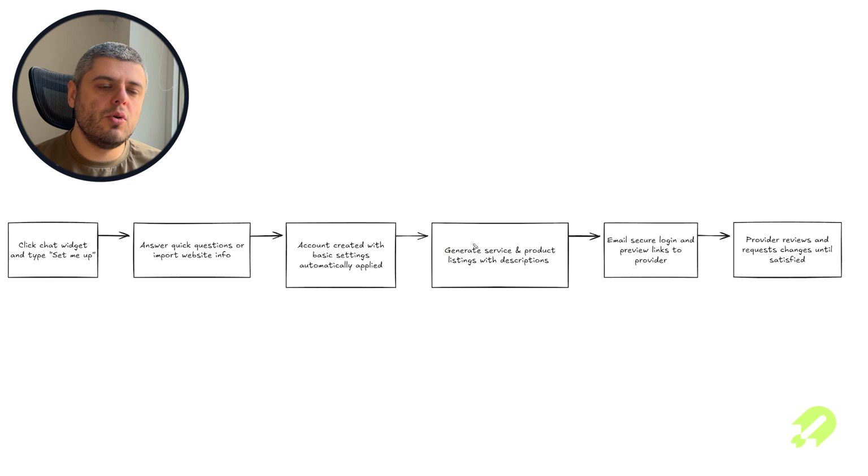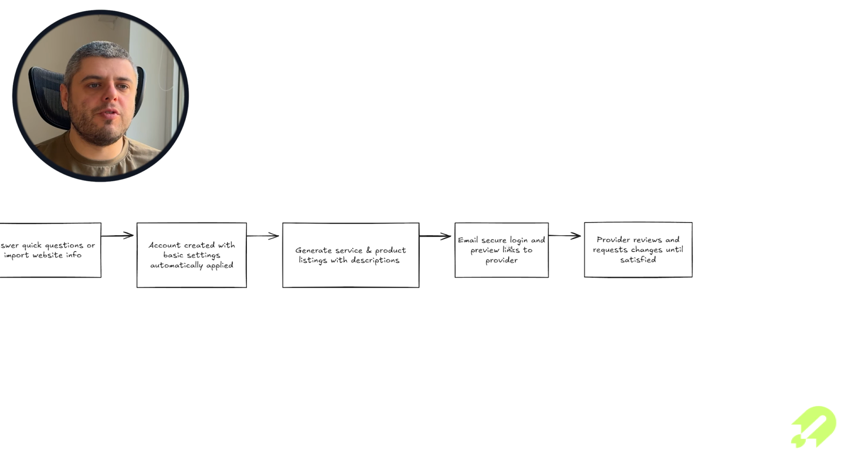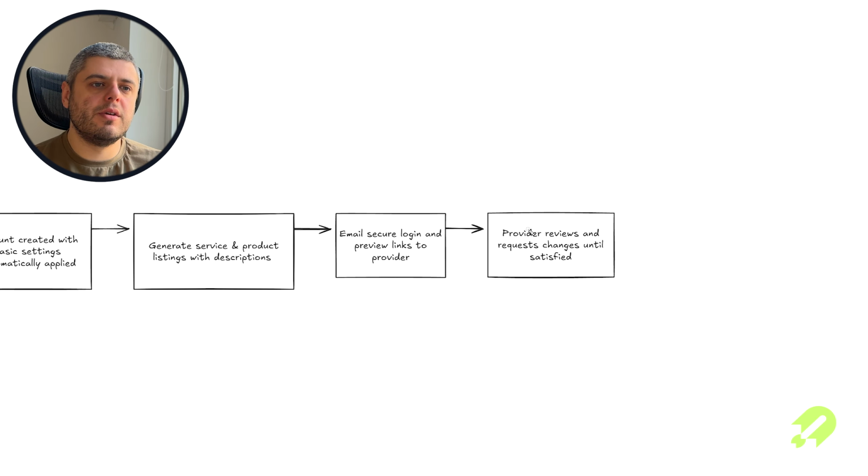And again, we are validating the output that the LLM is generating because the data that we send to the API has to follow a specific structure. And as mentioned, the agent sends a secure login with a preview link for the provider to see the products that have been created. Then, once the provider and the user is logged in, they can provide reviews and request changes to the LLM via the chat functionality until they're satisfied.